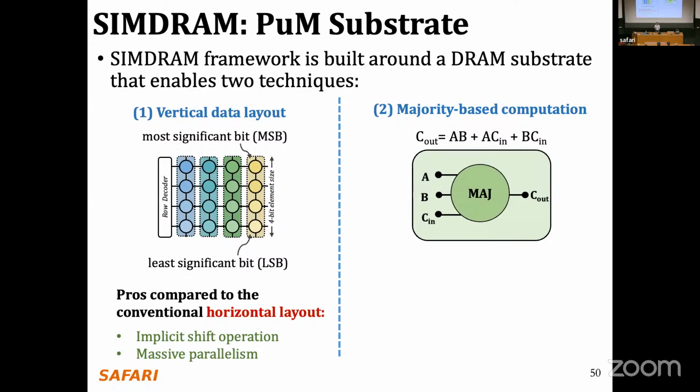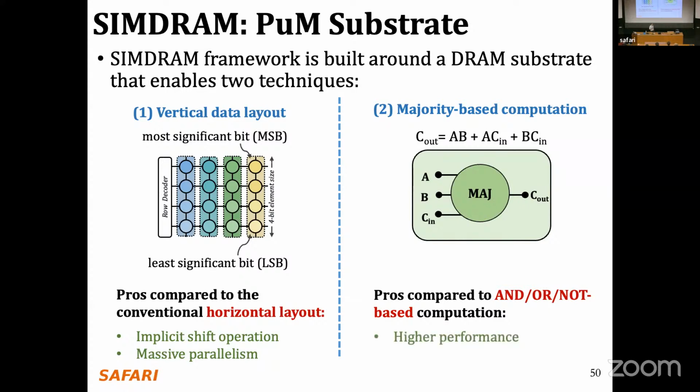But we can just use majority-based logic similar to regular Boolean logic, since our primary agent to do computation, the triple row activation, is basically a majority gate. So compared to doing computation using AND, OR and NOT operations, we can have higher performance because we can reduce the number of triple row activations required for a given computation, and also higher throughput.